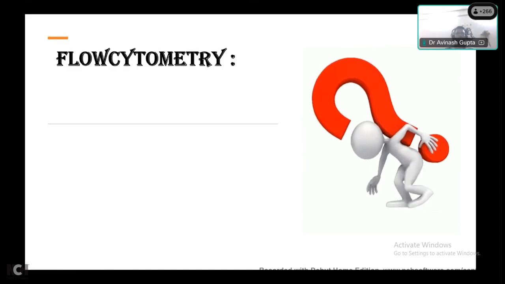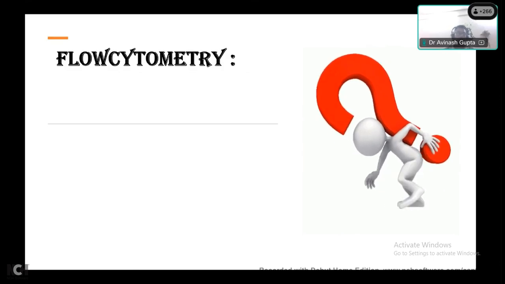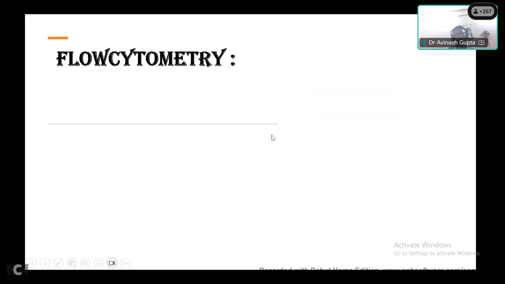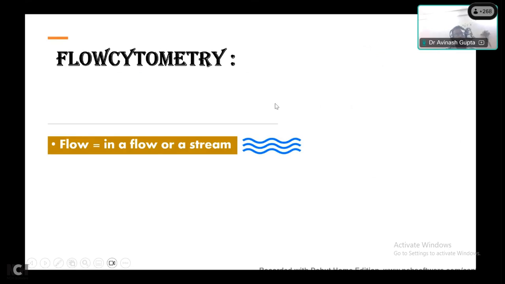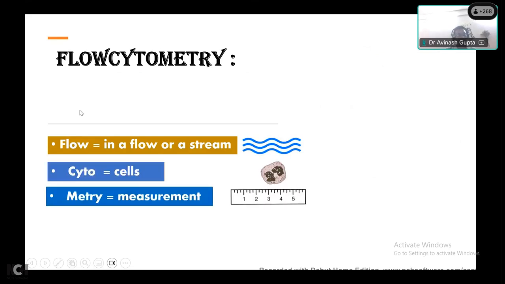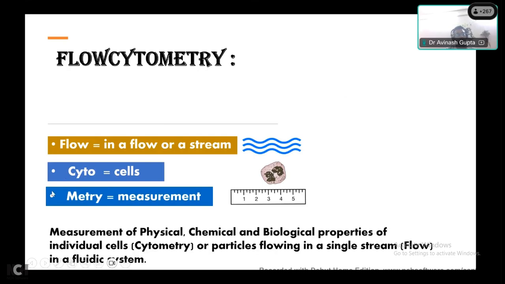Okay. So now coming, as I told you, the first point is, what is the technology you are using? So what is flow cytometry? Flow cytometry is a word which, if you divide it, gives you three parts: flow, cyto, and metry. Flow means in a stream, it's flowing. Cyto means cell and metry means measurement. So by this technology, you are measuring the physical, chemical, biological properties of an individual cell or a particle which is in the stream. It is going one by one. So this is flow cytometry.